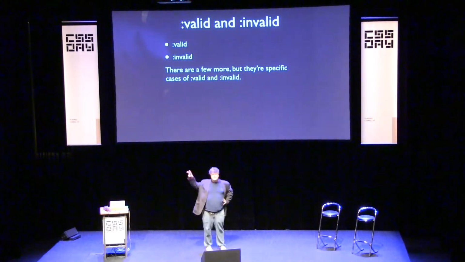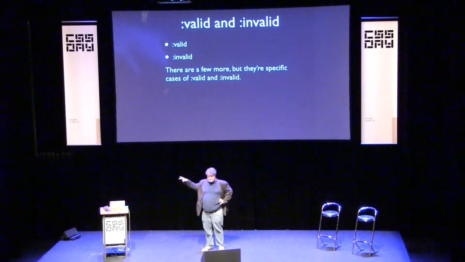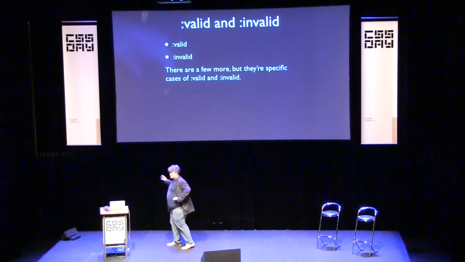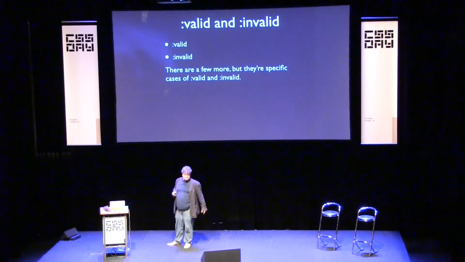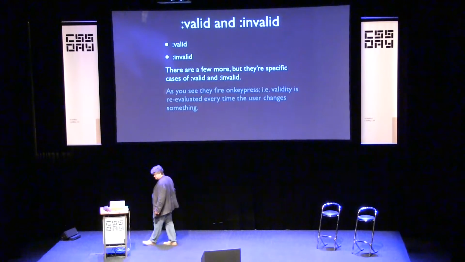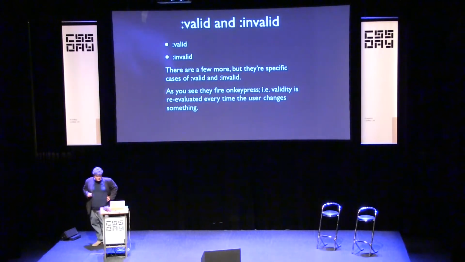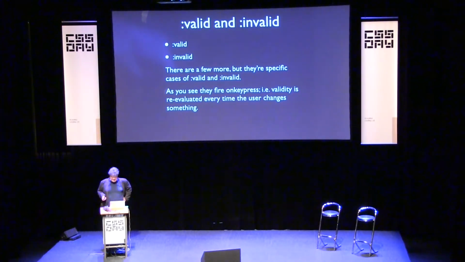There are also a few more pseudo-classes in CSS that have to do with form validation, for instance, out of range, but I'm going to ignore them because they're basically more specific cases of valid and invalid. So what we have here is the validity of a form field that's re-evaluated on every keystroke, which is bad. So can we move this to what I call onblur timing? Yes, we can.